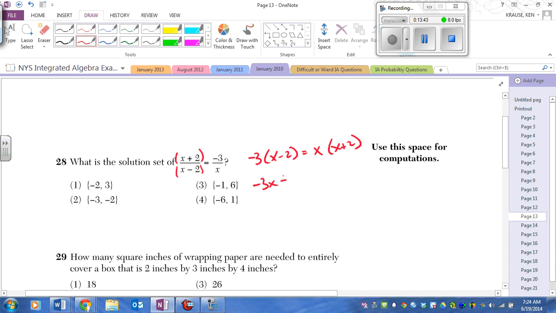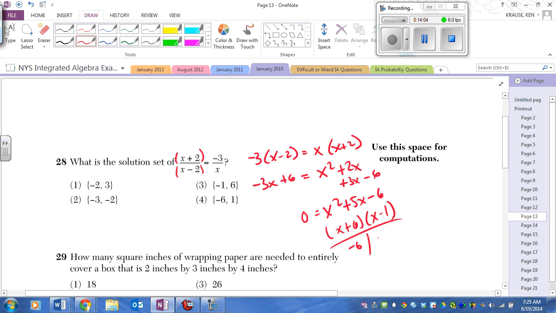Negative 3x plus 6 equals x squared plus 2x. Everything's got to come to this side because your x squared is positive. So I'll add 3x and also subtract 6. So I get x squared plus 5x minus 6 equals 0. So that's x plus 6, x minus 1. So your two answers are negative 6 and positive 1.